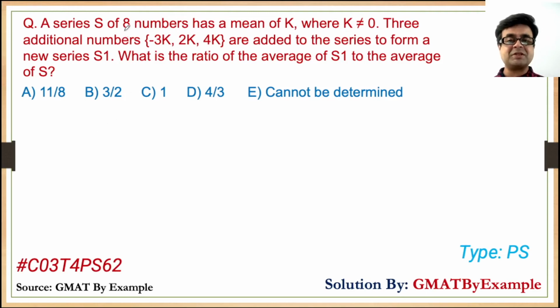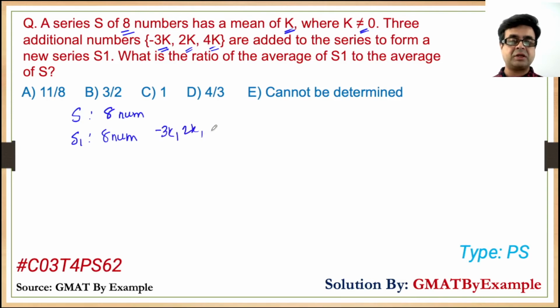So we are given a series of 8 numbers and the mean is given to be k. It is a good thing that we are given that k is not equal to 0, because 0 creates some complications. And we are also given that we are creating a new series out of this old series or original series, and those numbers are minus 3k, 2k, and 4k. So we have two series. Series S has 8 numbers and series S1 has 8 numbers and some additional numbers which are minus 3k, 2k, and 4k. We are asked to find the ratio of the average of S1 to S.